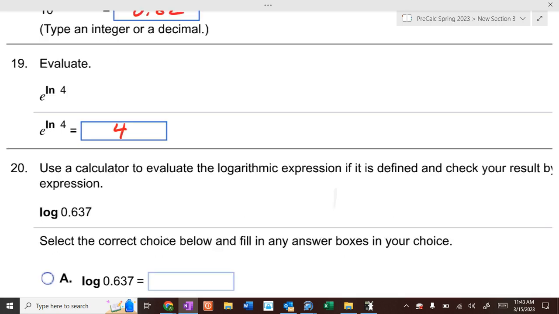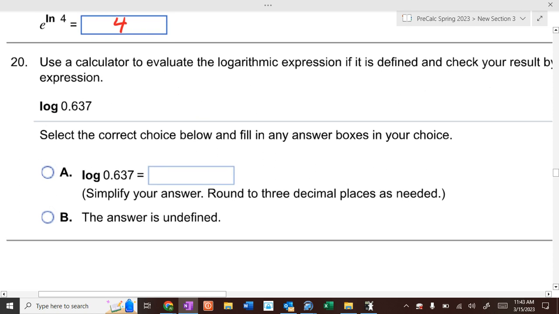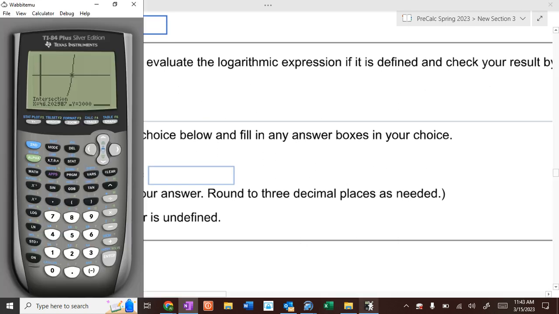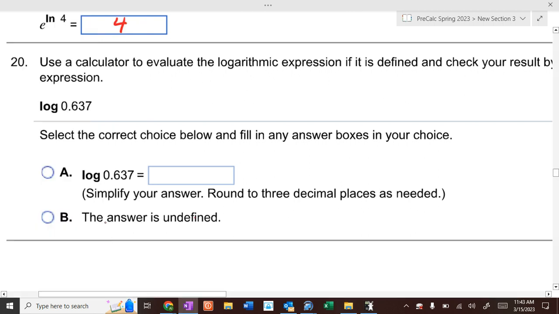Super easy questions here. Then, you actually use your calculator on this one. Type in the log of 0.637, and it's negative 0.1958. 0.196.